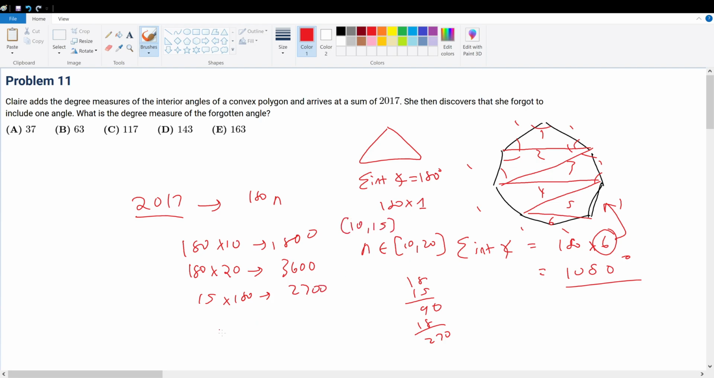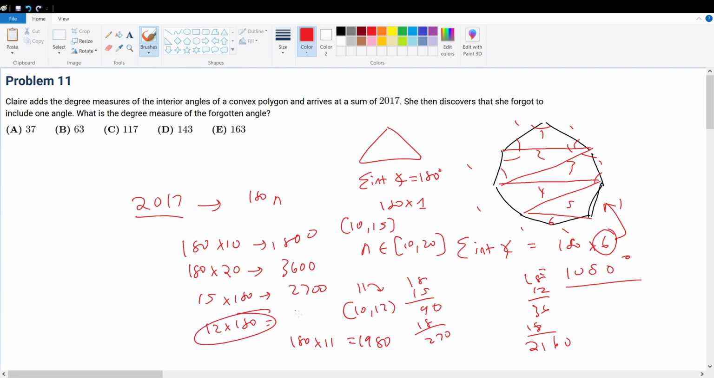Let's try the midpoint. 12 times 180. That's 2160. So we are getting very close. So it's between 10 and 12. What about 11? Well, 180 times 11 is going to be equal to 1980. So it has to be, not 11, it has to be 12. It has to be 12 to get our number, and the 12 is going to give us 2160. So 2160 is our closest number that's larger than 2017, that's also a multiple of 180 times n.